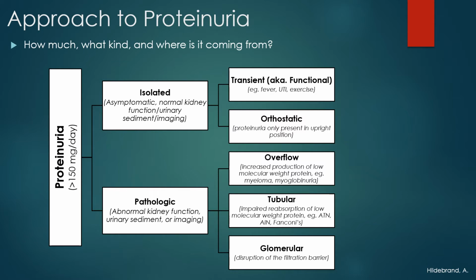Moving to pathologic proteinuria in the setting of abnormal kidney function, urinary sediment, or imaging, it can be separated into overflow, tubular, and glomerular proteinuria. Overflow proteinuria is generally non-albuminuria and comes from the increased production of low molecular weight proteins such as myeloma light chains or myoglobinuria. It's called overflow because you can think of the protein overproduction overwhelming the glomerulus's filtration barrier.